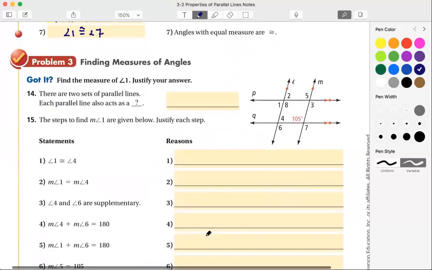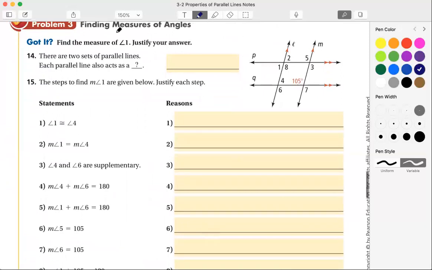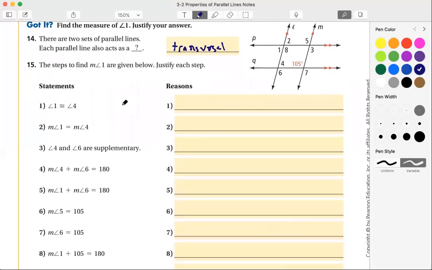All right, let's try another proof. Find the measure of angle 1, and justify your answer. In number 14, there are two sets of parallel lines. Each parallel line also acts as a what? Here are parallel lines. So this would be a transversal, this would be a transversal, and then vice versa. So we have each set of parallel lines being cut by two transversals. Okay, so find angle 1.